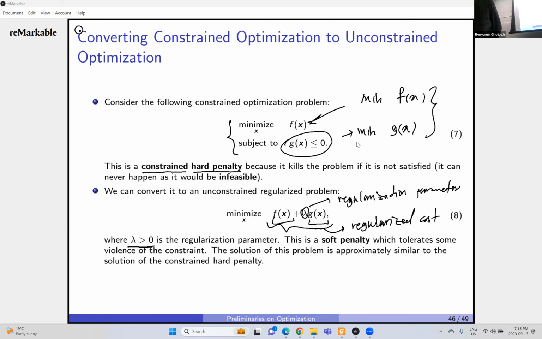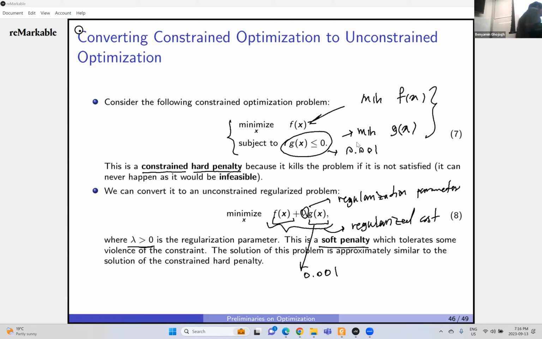This is a soft penalty. Why? Because with the hard constraint, g of x must be less than or equal to 0. It can't be 1.11001. Here it can be. It can be small, but it can be 0.001. Do you agree? Therefore, this is a soft penalty. It doesn't kill the optimization problem, right?